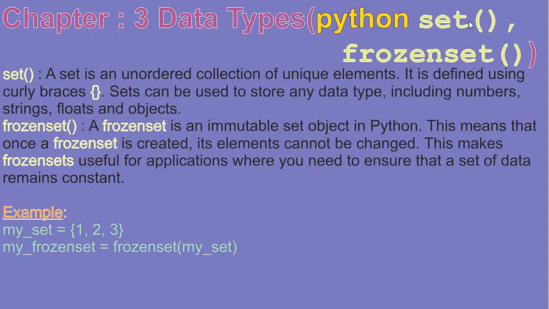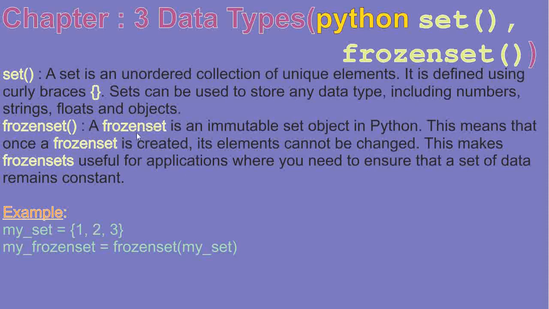A set is an unordered collection of unique elements. It is defined using curly braces. Sets can be used to store any data type, including numbers, strings, floats and objects.